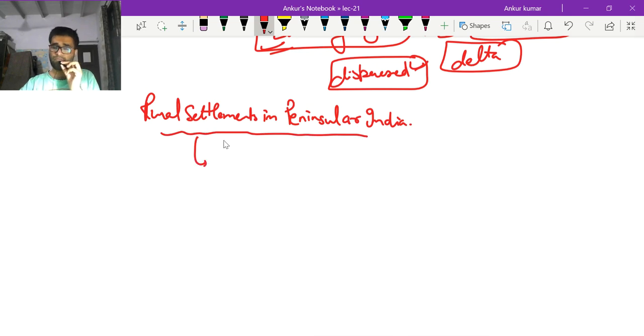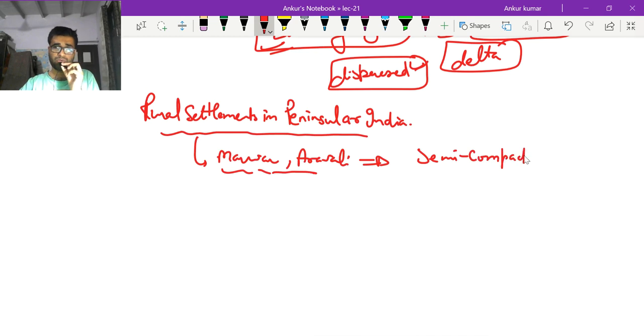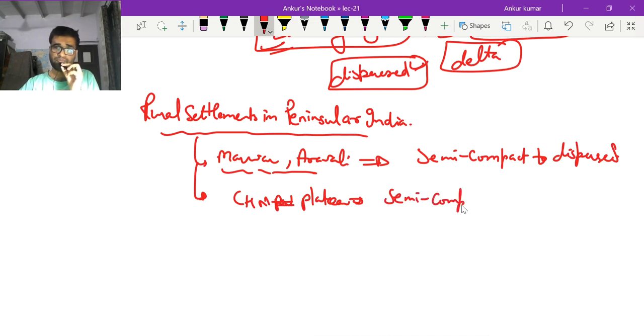For example, if you see the Marwad region, the Aravali region, these are the dry regions. The settlements in these regions again vary from semi-compact to dispersed settlements. Okay. For example, if you see in the Chota Nagpur plateau, again here as well, the settlements are of the nature of semi-compact.